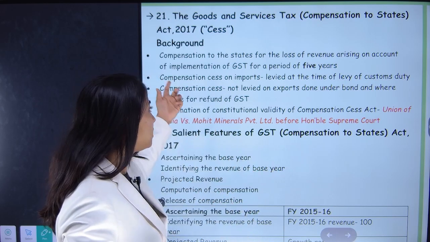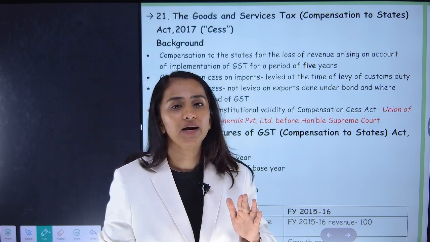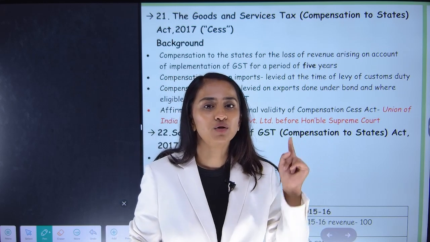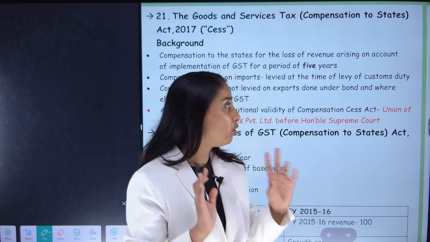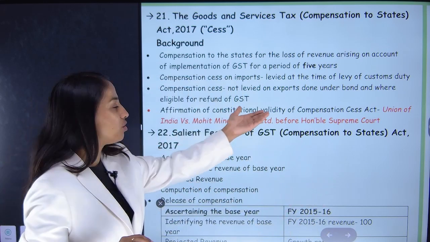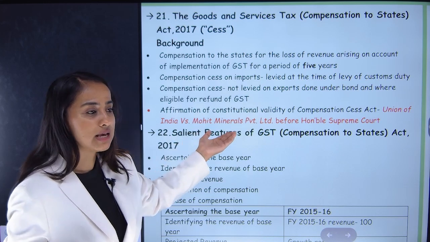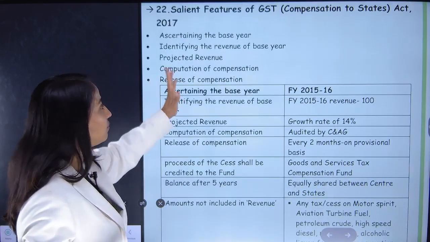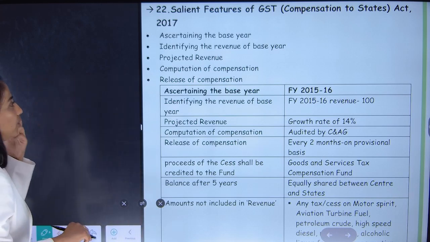Compensation cess will not be levied on exports, and if the exports have been done under a letter of undertaking, which is generally called a bond. The affirmation of its constitutional validity was given under the case law of Mohit Minerals Private Limited. What are the salient features of this compensation cess and how do you ascertain it?